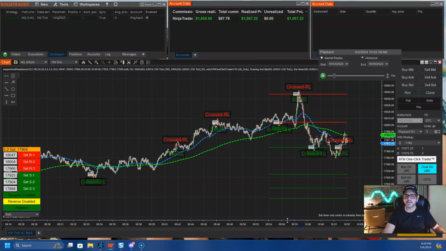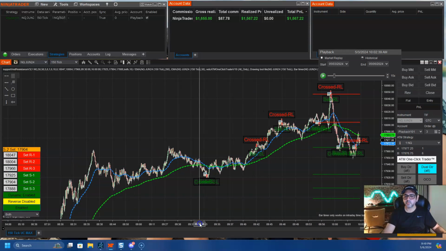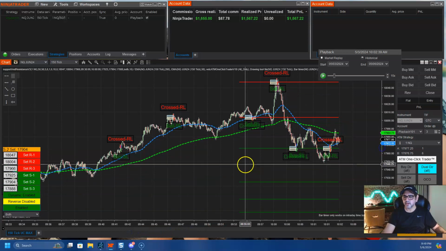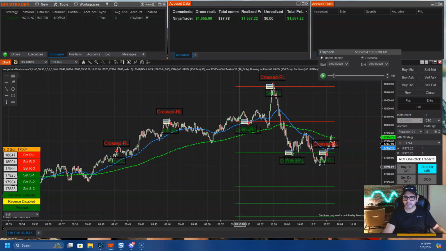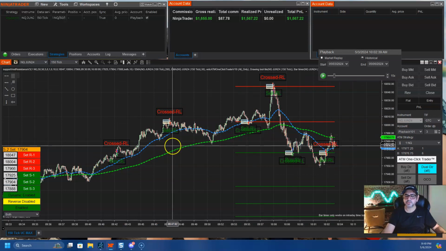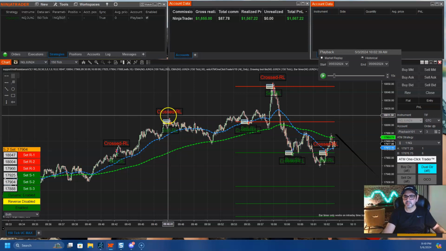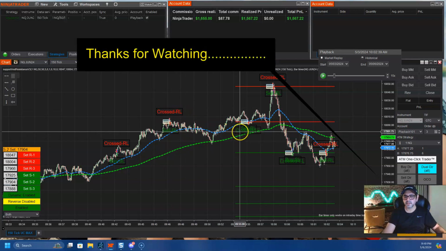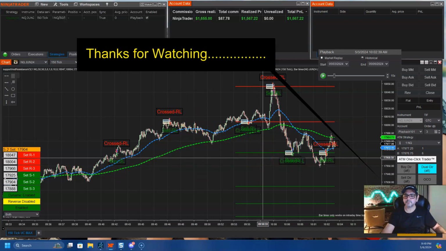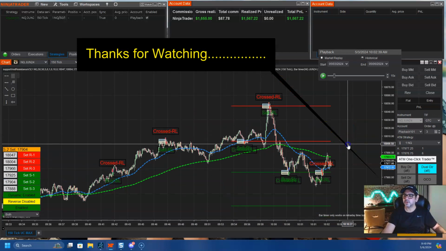Okay, use it. Tell me what you guys think about it, what else we can change in this thing, enhance in this thing. This is still work in progress. I want to get rid of these labels on the chart. These were just there to help me know what's going on. What these mean is crossed resistance line, sell resistance line, buy support line. It was just something I wanted to keep track of.